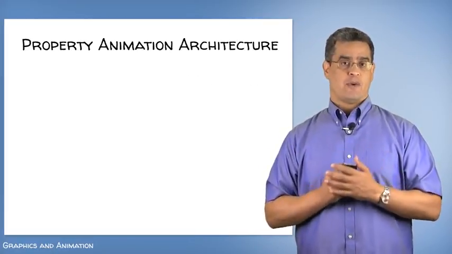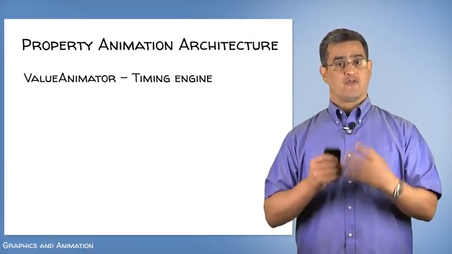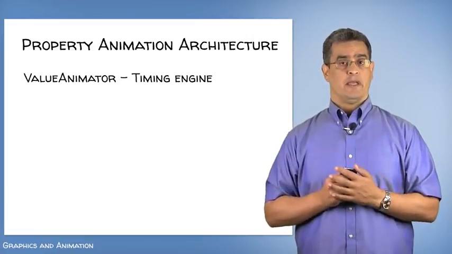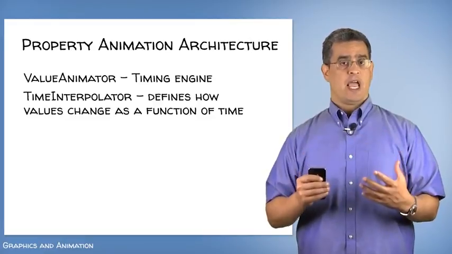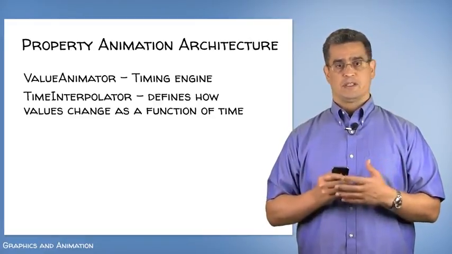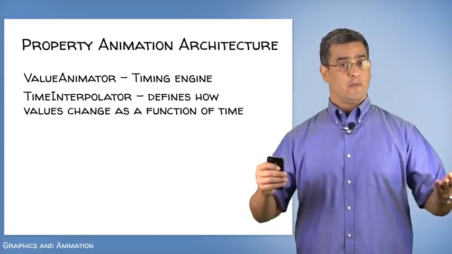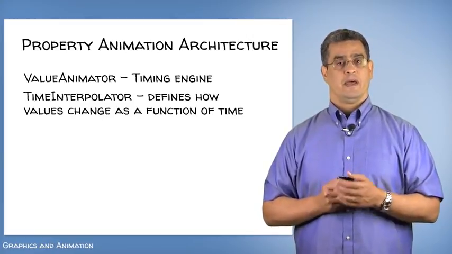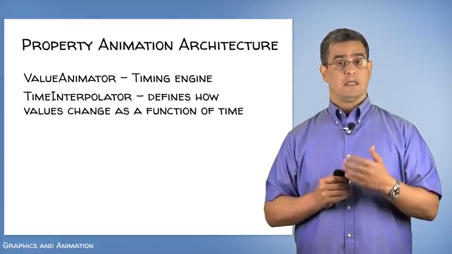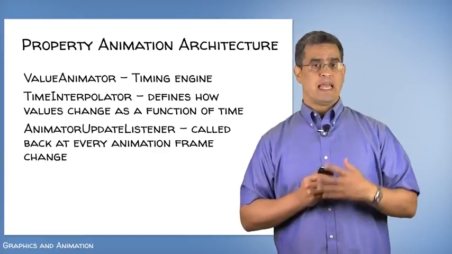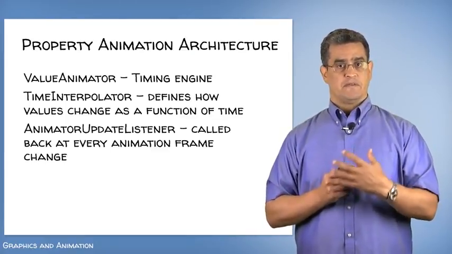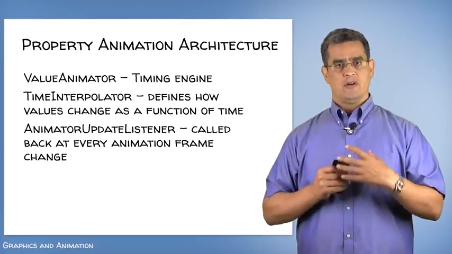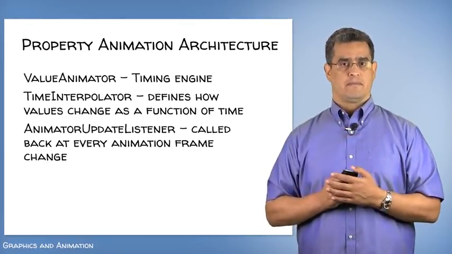First, there is a ValueAnimator, and this is the main class that controls the animation. The ValueAnimator contains a time interpolator, which determines how values change as a function of time. For instance, over time, do the changes happen uniformly? Do they speed up, slow down, or use some combination of the two? ValueAnimator also defines a listener interface called AnimatorUpdateListener. And this interface defines the onAnimationUpdate method, which gets called each time a new animation frame is created.